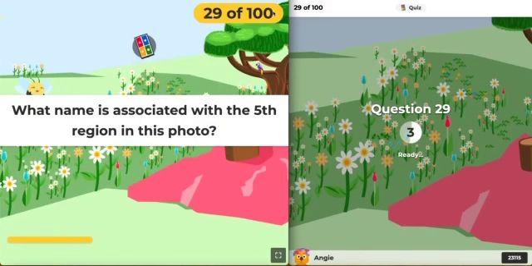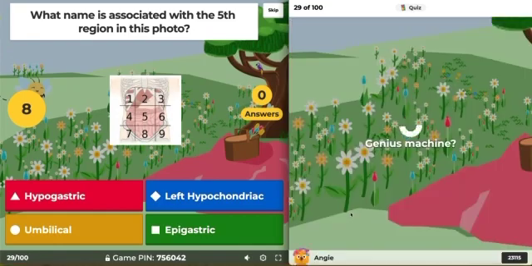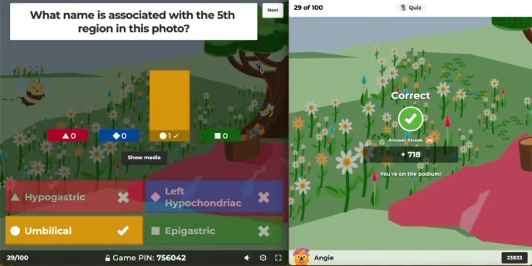For this question, what name is associated with the fifth region in this photo? We know that the fifth region is right in the middle, and this region is also where the umbilical cord would be as a baby, which would also be where your belly button is, and that is your umbilical region.